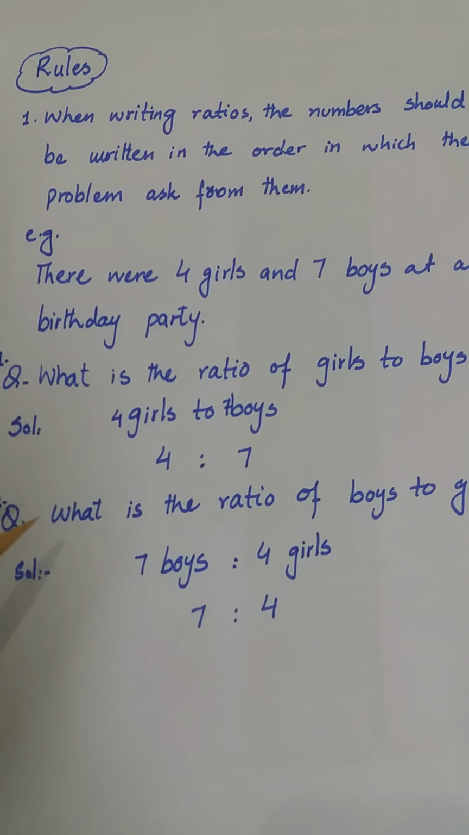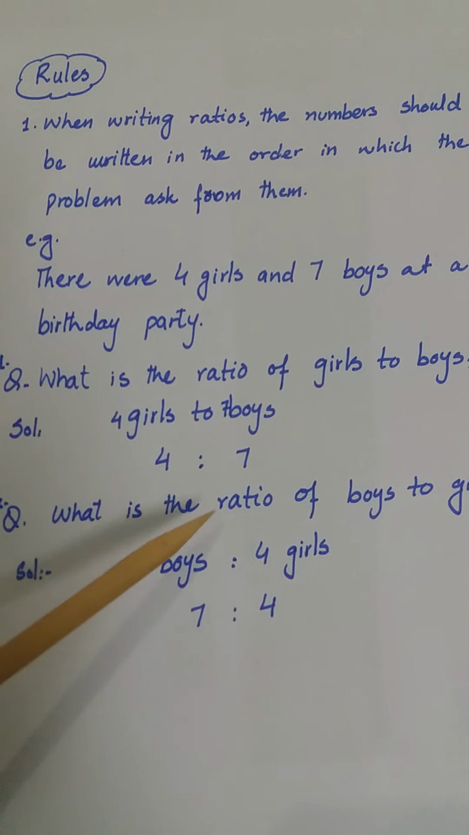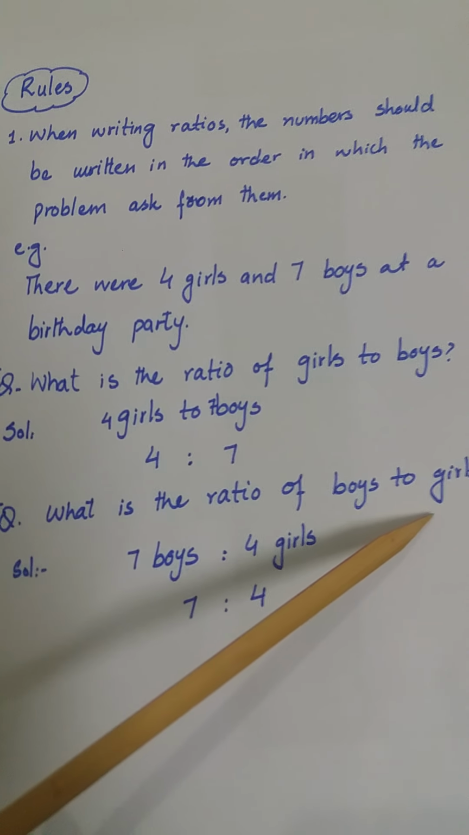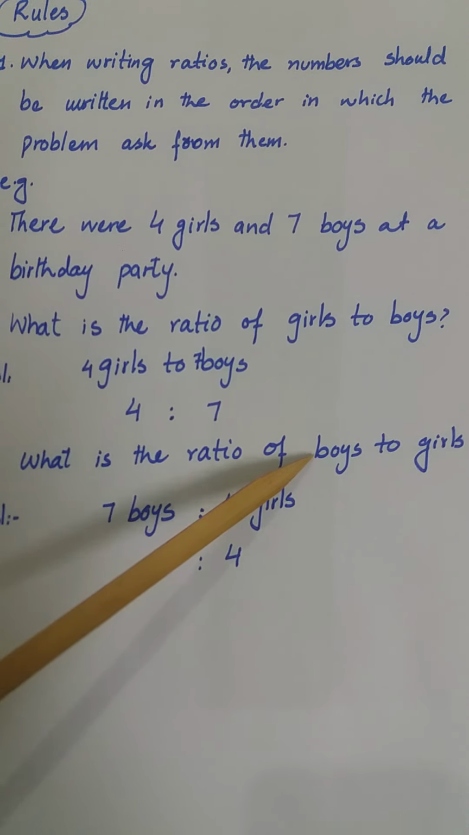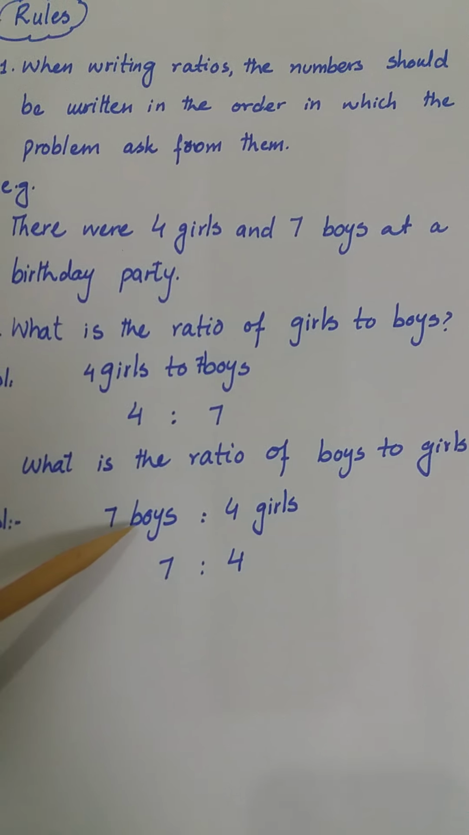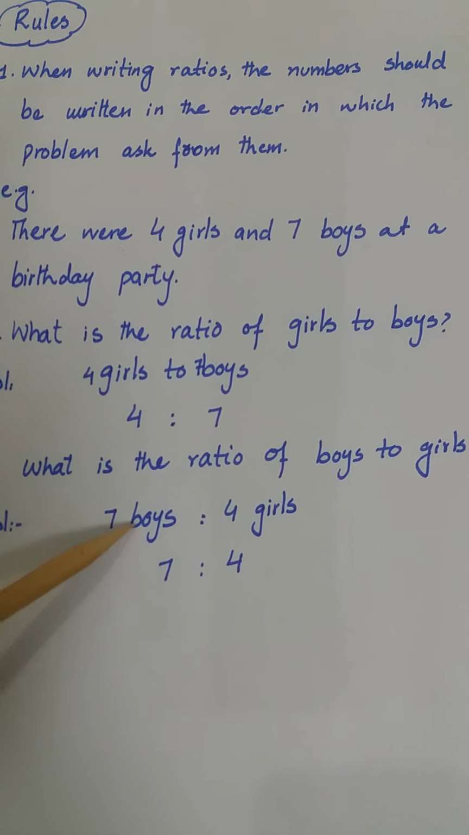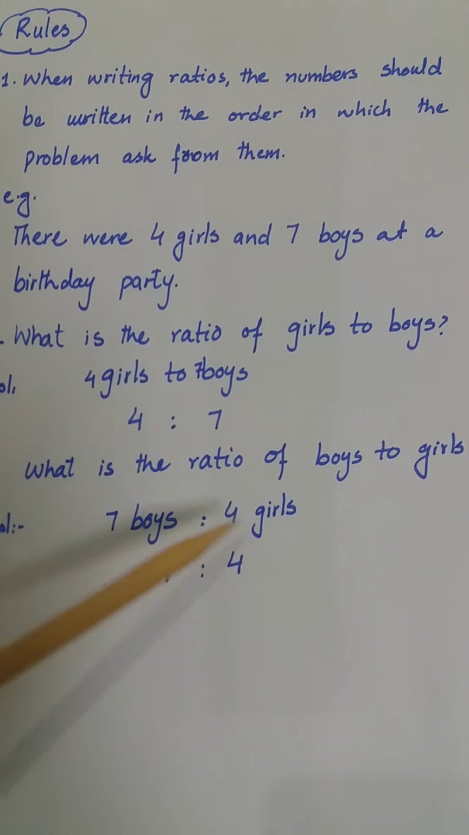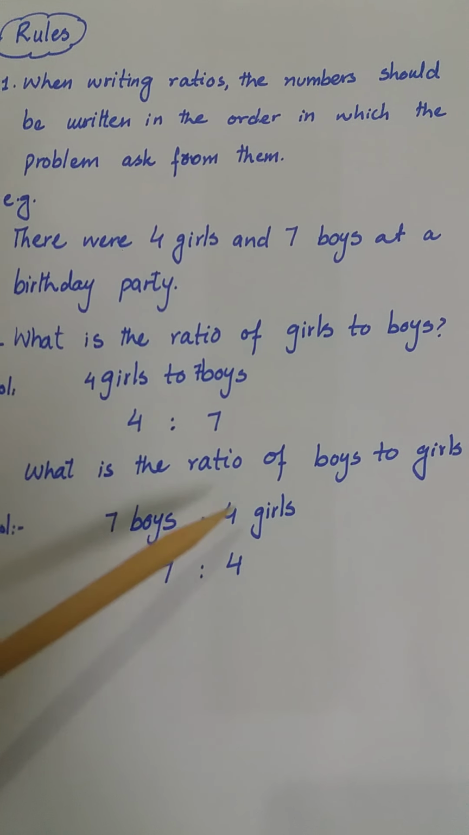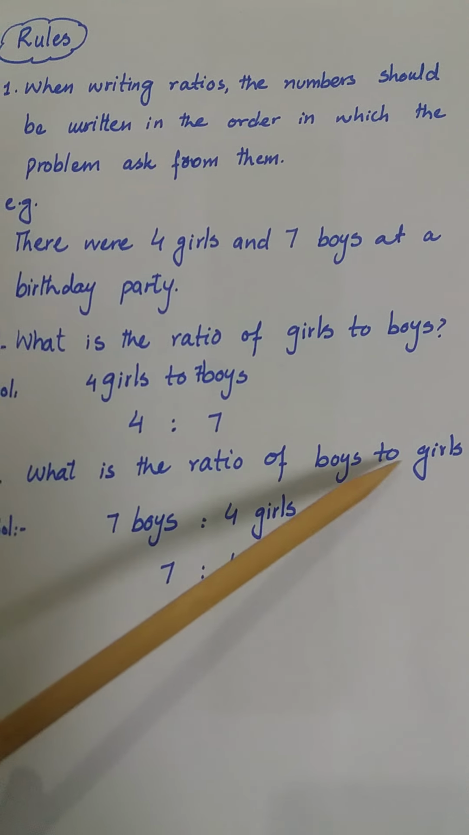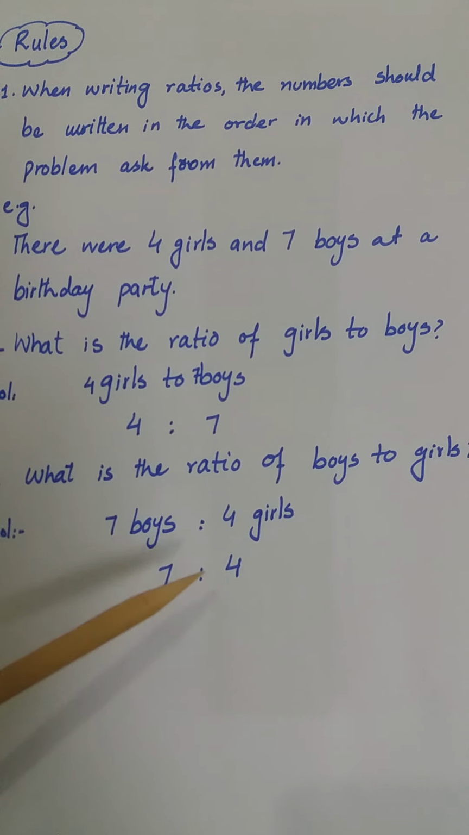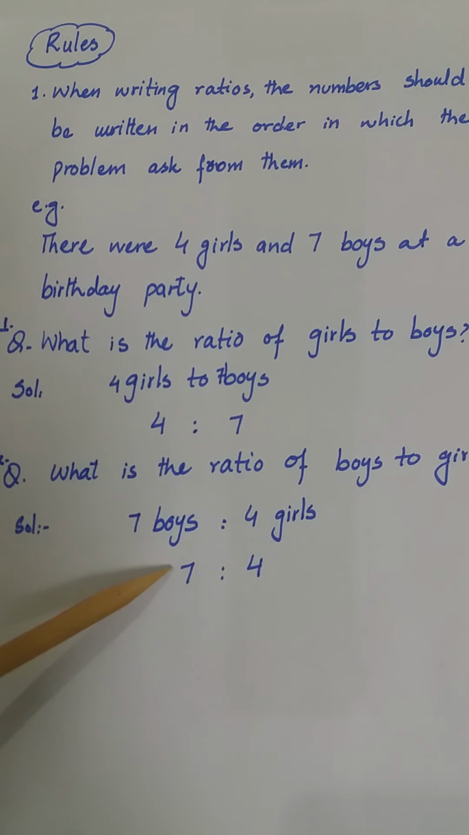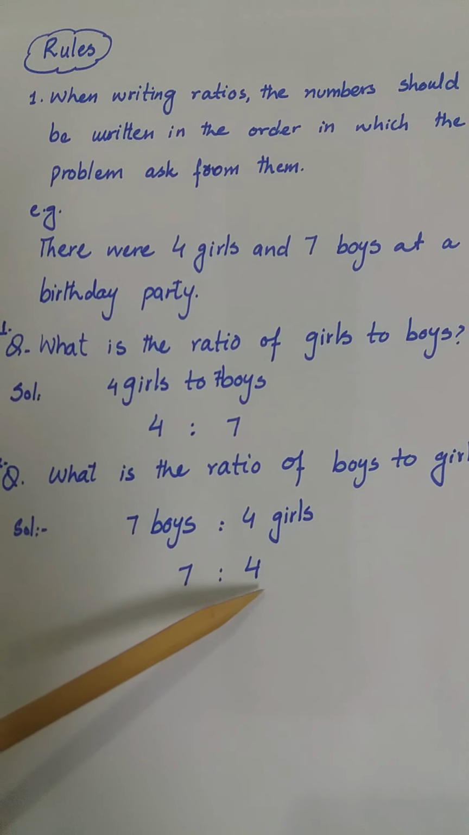Now if the question is what is the ratio of boys to girls, they have switched the order. They have put the boys first and the girls afterwards. The same we will follow while giving the answer, that we have to put the boys number first and the girls number afterwards. 7 boys to 4 girls. Boys to girls. So that's how we will answer, 7 ratio 4.